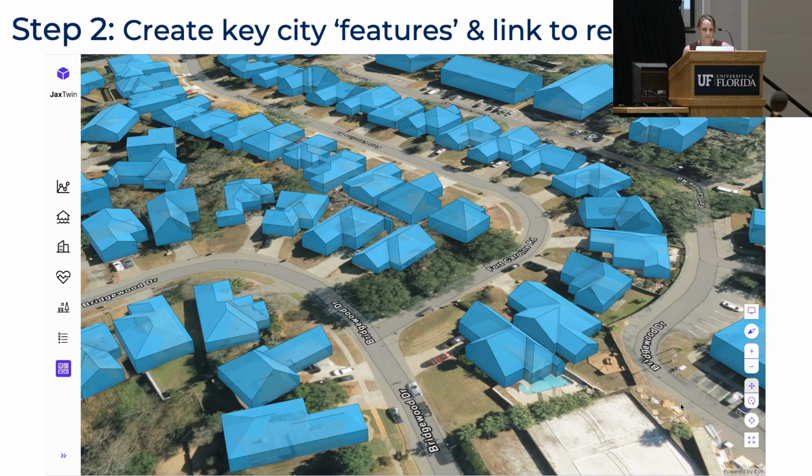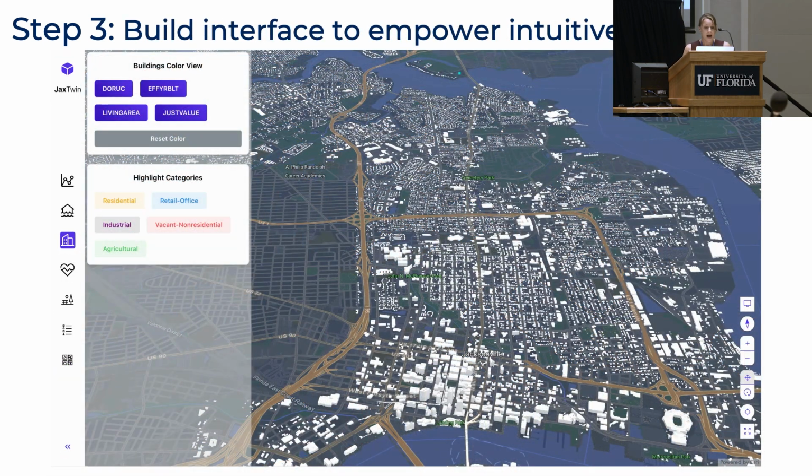We then need to create key city features on top of that layer. So what this means is that we're actually taking that LiDAR, we're extracting individual buildings, and we're linking that to underlying data associated with those buildings. Say, what year are they built? And we do this across 32,000 buildings across the city of Jacksonville, and building this kind of web interface environment.